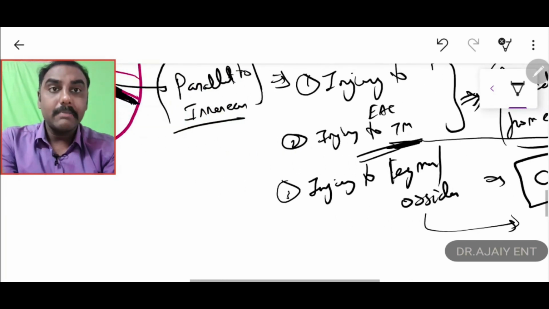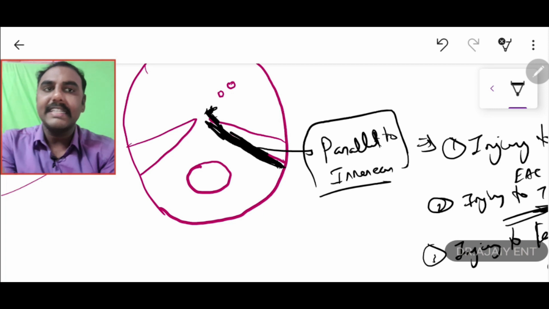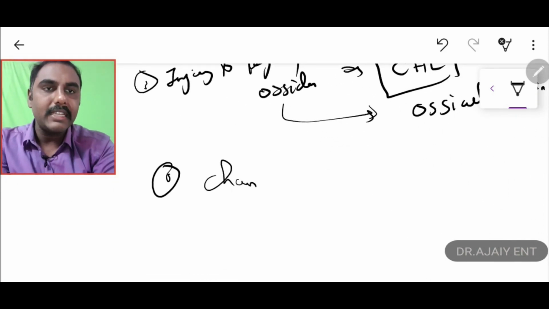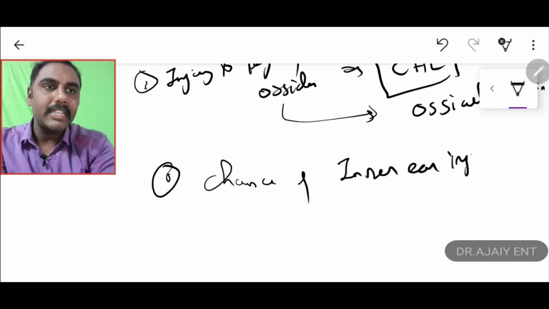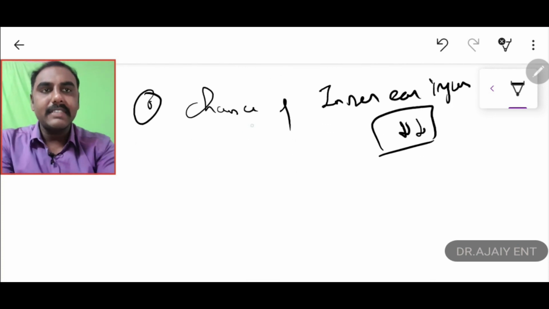Okay. But it runs parallel to the inner ear, it never bisects the inner ear. So, will there be chances of inner ear injury? Chances of inner ear injury are very less. Okay. So, what happens with an inner ear injury?